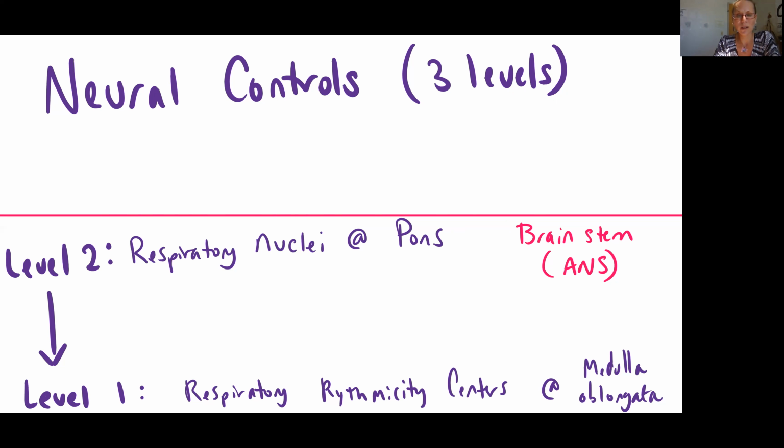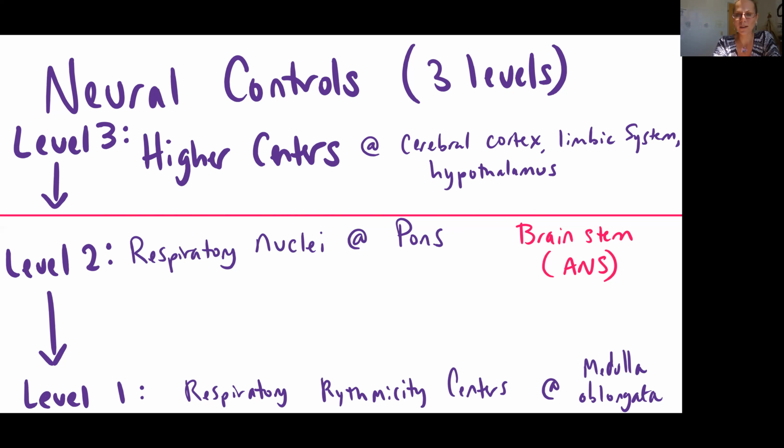The conscious level, the third level, the higher centers, can override both level 2 and level 1. Here we see that we have collections of neurons in the cerebral cortex, the limbic system, and the hypothalamus that can then make conscious controls of levels 2 and level 1, giving us conscious control of our breath.